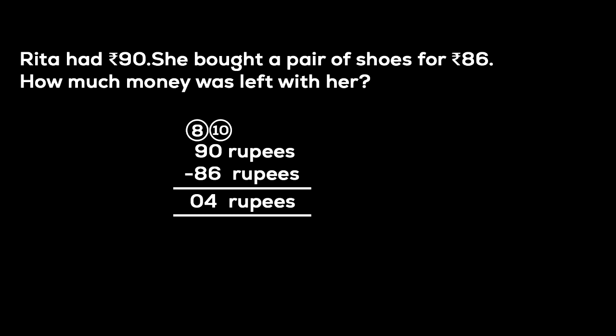Now, what we have to tell is how much money is left with her after purchasing a pair of shoes. So, how can we do it? We will do it by subtraction. We have learned subtraction also. Now, we will apply those subtraction steps here. First of all, we will write 90 rupees and below it we will write 86 rupees. Now, we will subtract these.